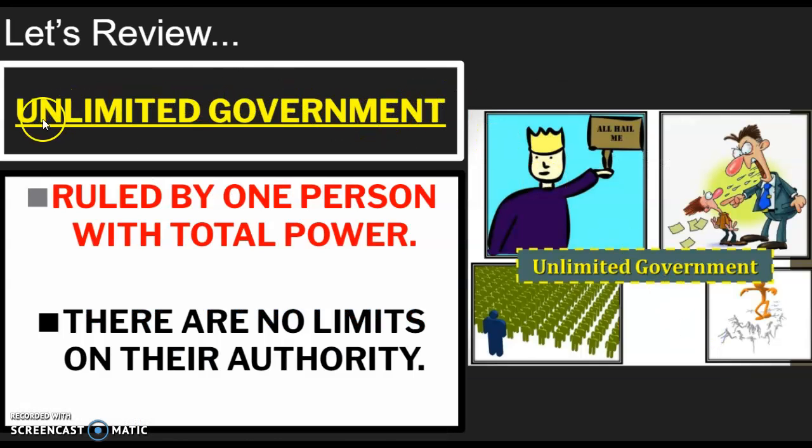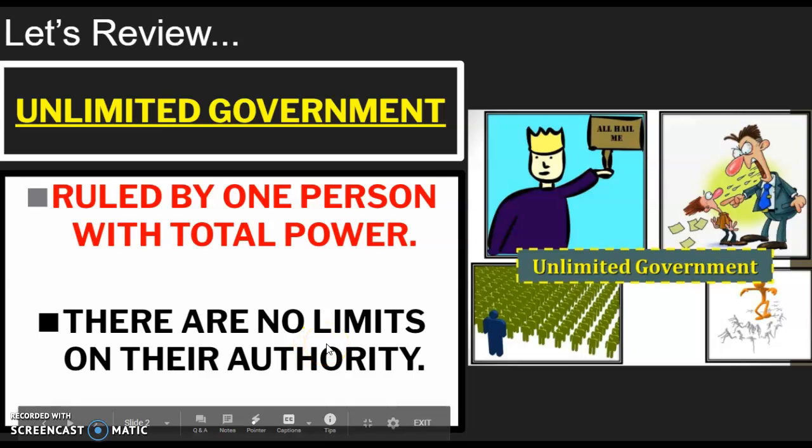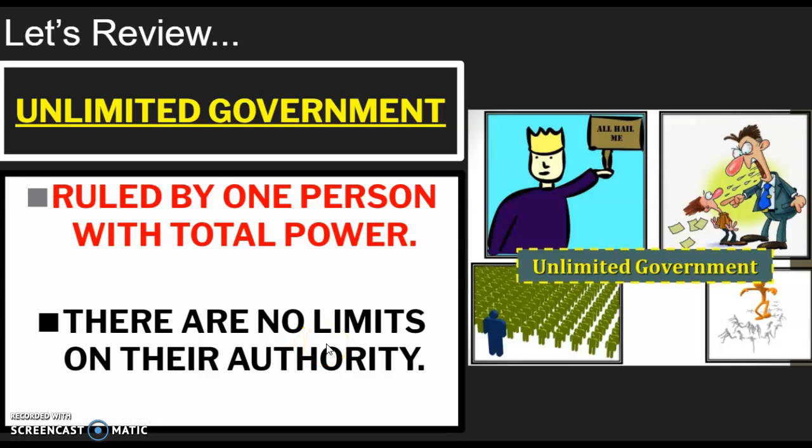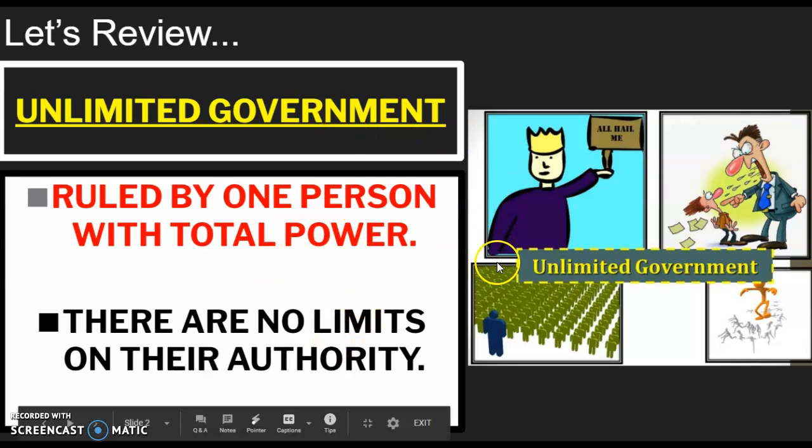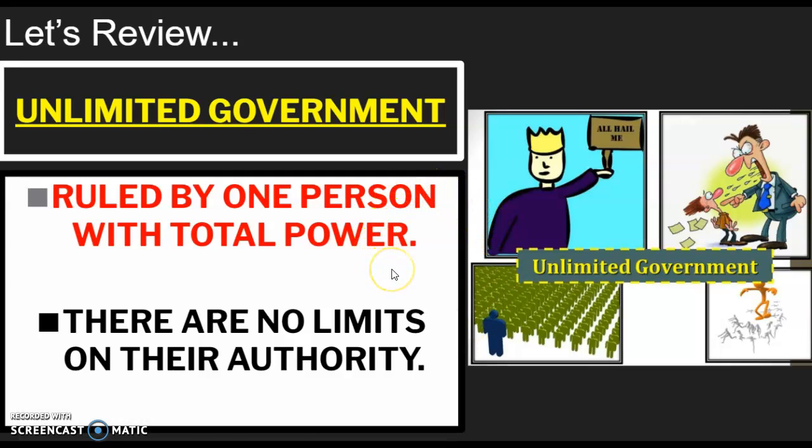We're going to review the term unlimited government, okay? This is a country that is ruled by one person with total power. As you can see in these pictures, there's one person in charge and there are no limits on their authority. In other words, they have absolute power. They can run the government however they like, whether the people agree or not. And this is what most governments used to look like in Europe until we start seeing limited forms of government, which is what we're talking about today.